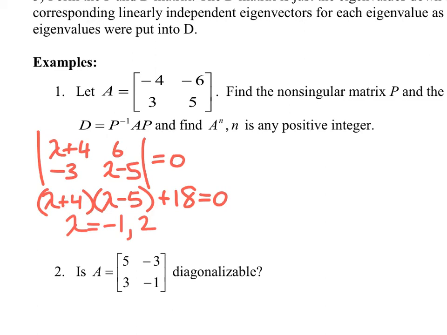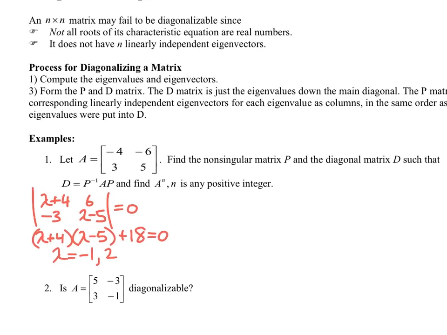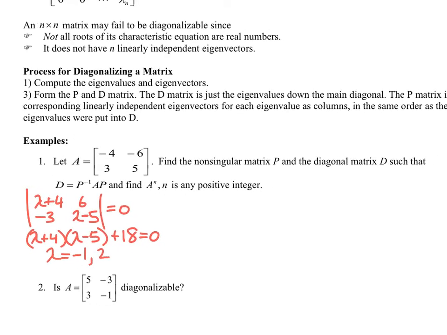I mean, now we have to come up with, well, we already have matrix A, but we have to come up with P and the inverse of P, all right? So we think about what that would be. Form the P and D matrix.